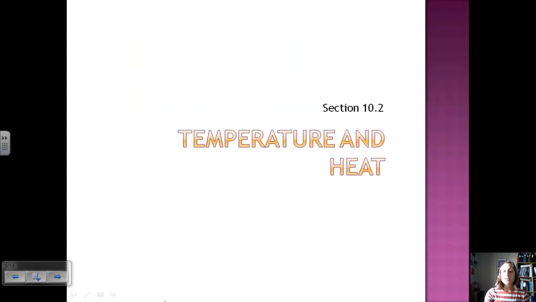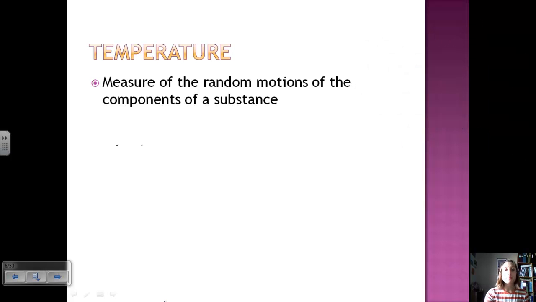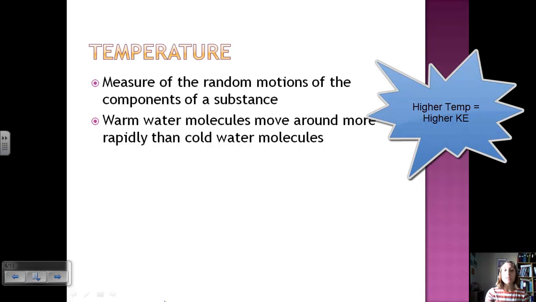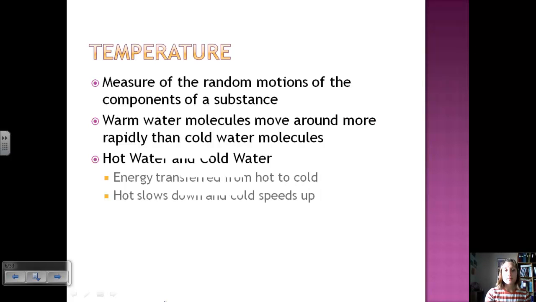Alright, let's look at section 2, which discusses temperature and heat. Okay, because there is a difference between temperature and heat. Temperature is a measure of the random motions of the components of a substance. It's how quickly are the particles moving around. Warm water molecules are going to move around a lot more rapidly than cold water molecules because their temperature is higher. Okay, so you're measuring how quickly the particles are moving.